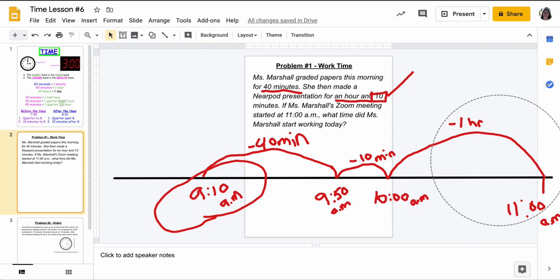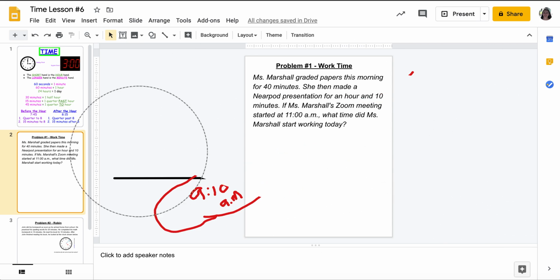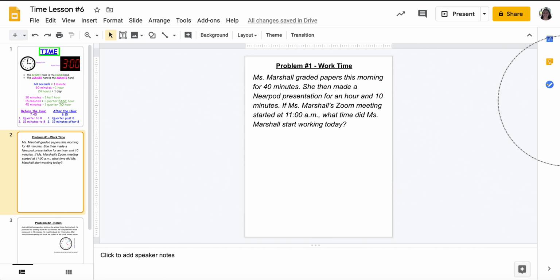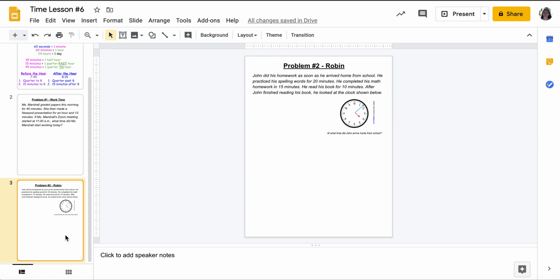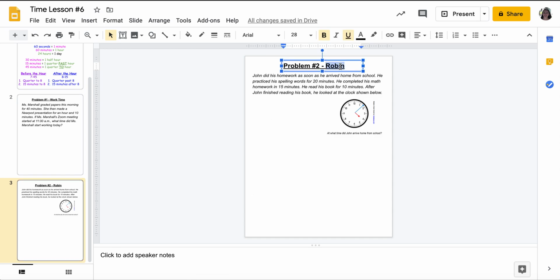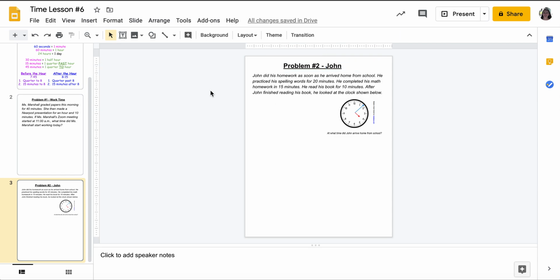Let's go through one more problem real quick before we get to our 3-question exit tickets. So let's go to this problem here. It looks a little bit different. All right. Let's check. It says John did his homework as soon as he arrived home from school. Whoops, I don't know why it's titled Robin. That's still from yesterday. It's John. All right, so like I said, John did his homework as soon as he arrived from school.